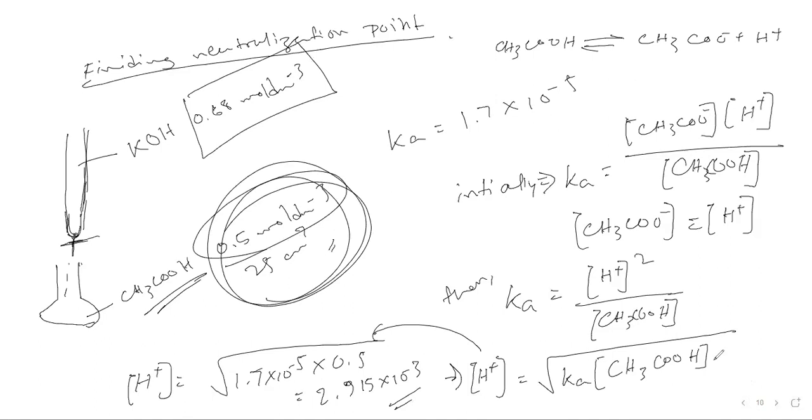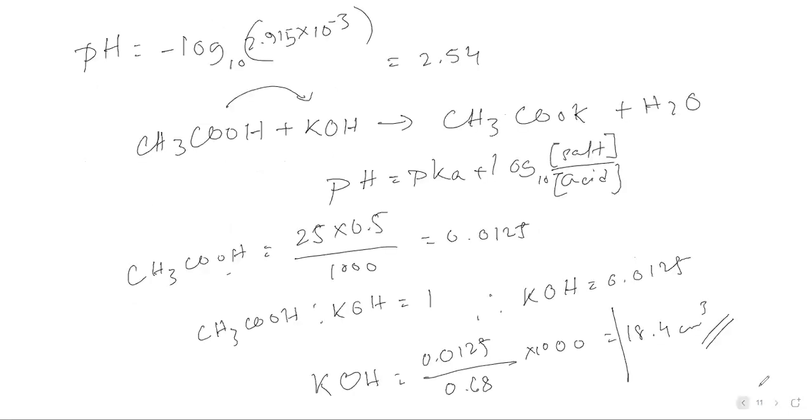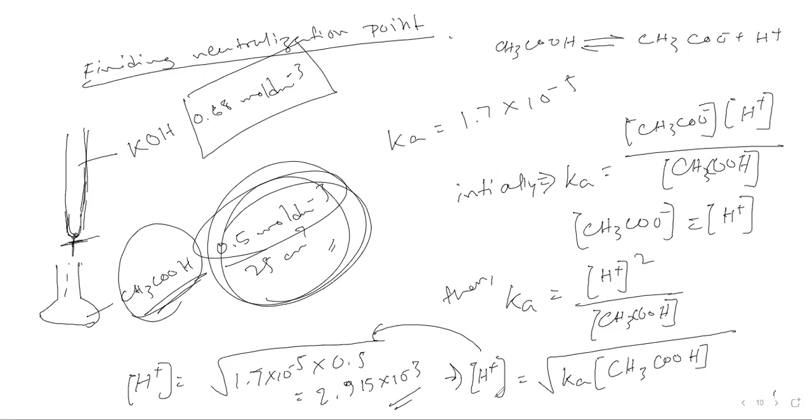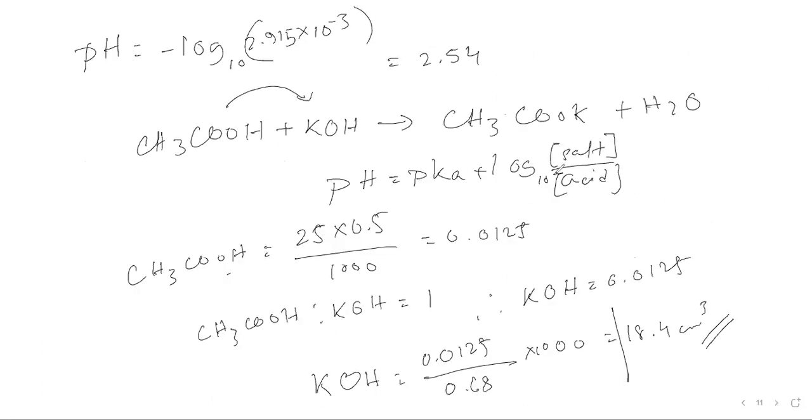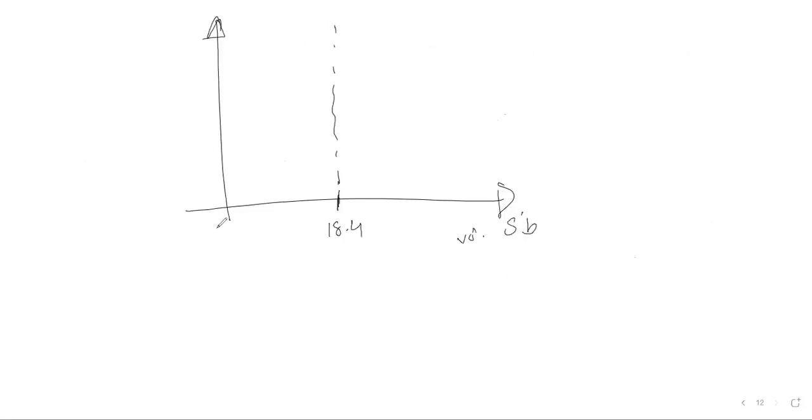So in that way, what were we using? We are using weak acid with strong base. Weak acid was in the conical flask, and the strong base was in the burette. So over here, volume of strong base. The strong base required was 18.4, which we just found. So this was our neutralization point value. And we know the initial pH was 2.54 over here. So the initial pH was here, 2.54.